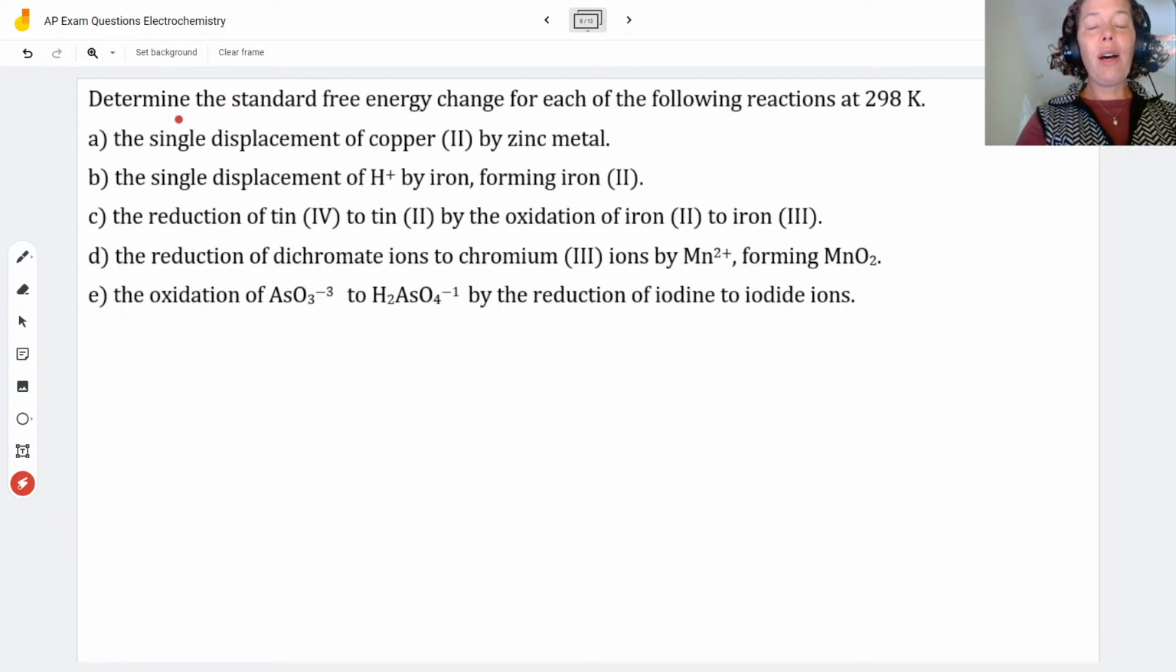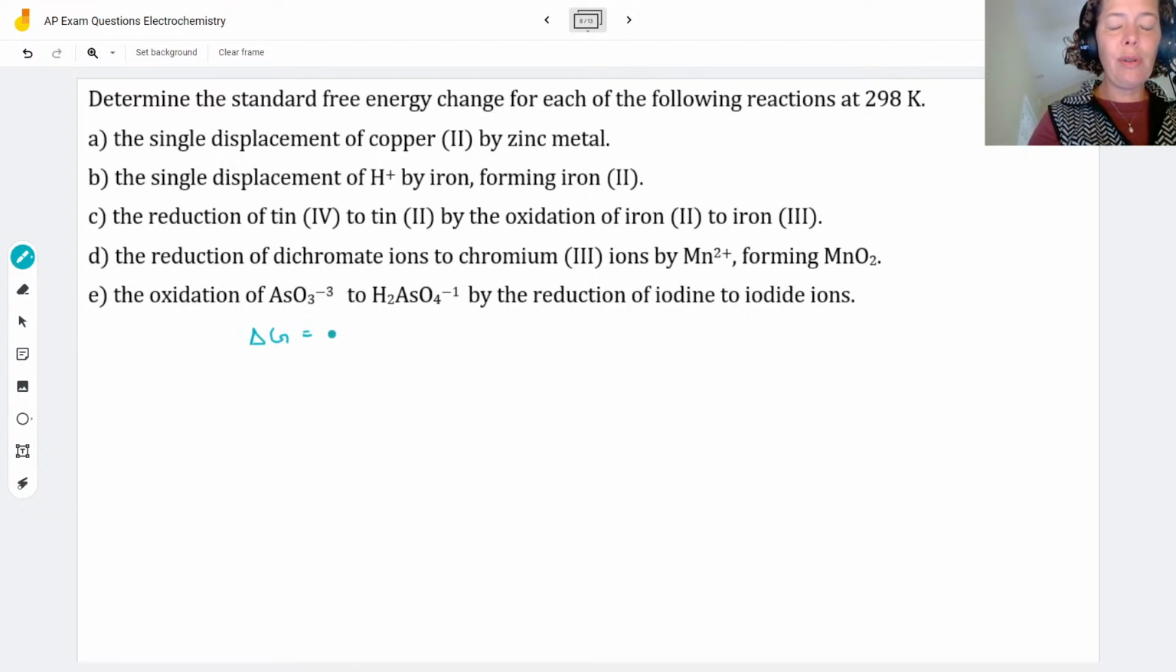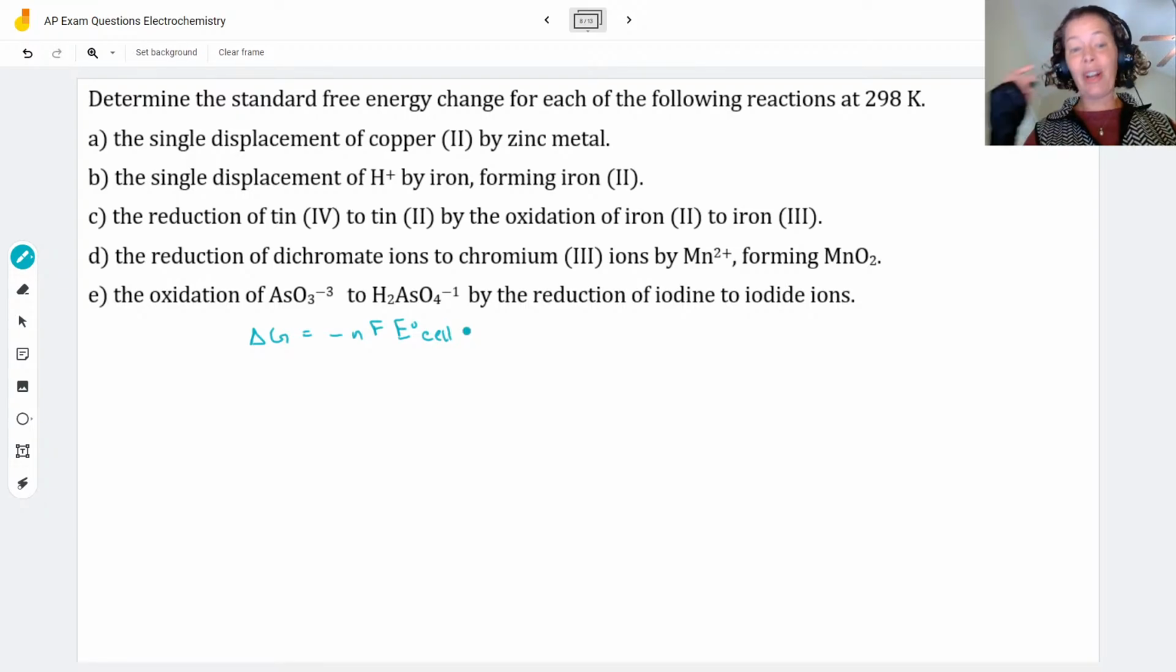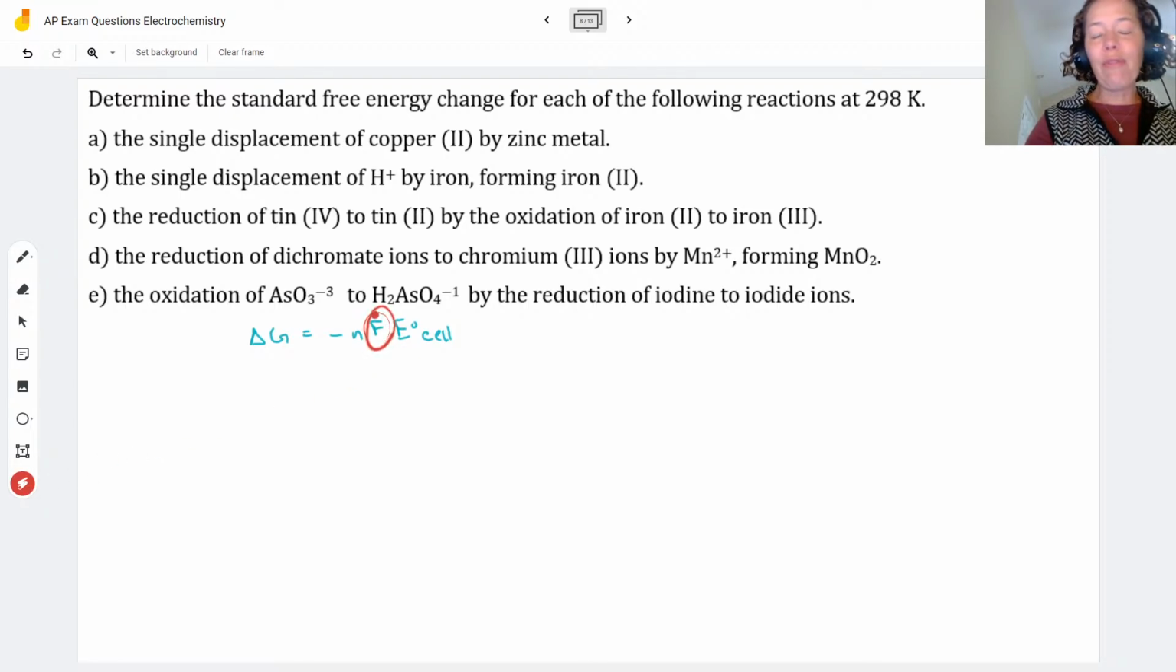So for our equations now, we're going to calculate delta G. So we're calculating free energy. Our equation that we're going to use, and this is one that the AP gives you, is negative nF E cell. We've already calculated E cell. We already know what our n values are because we had to use them previously. So the only new part here is F. This is Faraday's constant. Again, the AP exam will give this to you. So at this point, we're really just plugging and chugging.